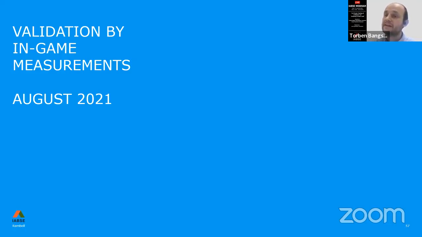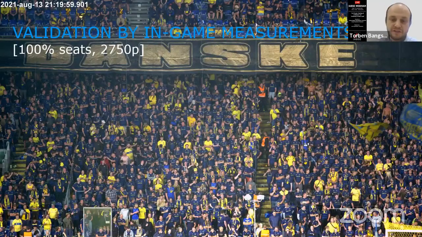In order to validate that what we had seen in the full-scale jumping experiment was also something we would see in the game situation. So here we have people back on the grandstand. It's summer of 2021. Corona is almost not there in Denmark anymore. We still only have 100% seats and 2,700 people. But nevertheless, it's a good sight. It's something that people have been longing for.